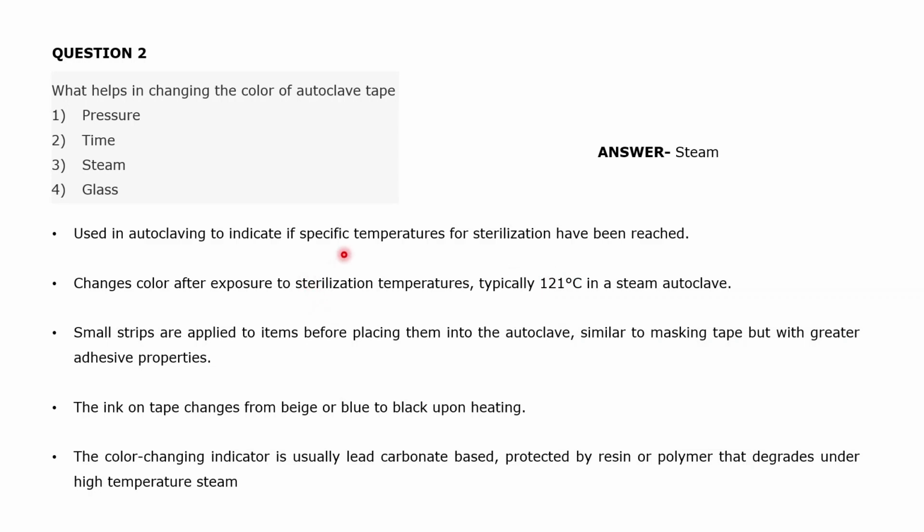So these autoclave tapes are present together with the autoclave bags, or you can just purchase it additionally and then paste it on the autoclave bags. Once this temperature has been reached, the autoclave tape actually changes its color. Usually the color is beige or blue initially. Beige is a yellow brownish color. Whenever it is heated up, the beige or blue color changes to a black color.